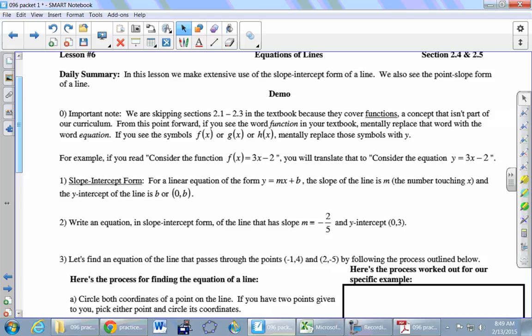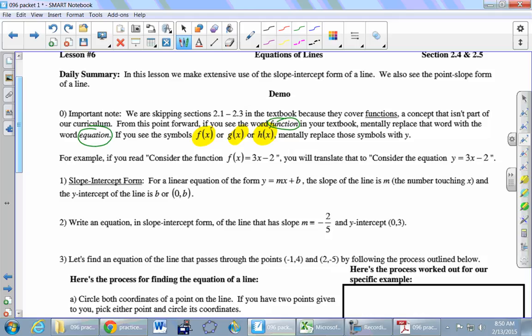So they're going to assume you know this word function, and they're going to assume that you have seen some notation, this f parentheses x, g parentheses x, h parentheses x, which you have not seen, at least not according to our class. So I'm giving you the translation that you are going to do. Anytime you see the word function or you see that notation, if you see the word function, in your mind, you will mentally replace that with the word equation. If you see the word function, you're going to replace it with the word equation.